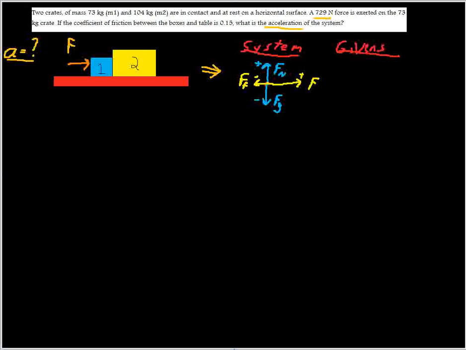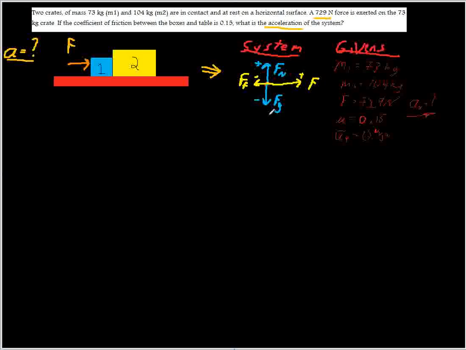I have, first of all, mass 1, which is 73 kilograms. I have mass 2, which is 104 kilograms. I have the force, which is 729 newtons. There's also a coefficient of friction, which is 0.15. And I believe that's about it. The only other thing that I'm going to say is that the acceleration vertically is going to be 0 meters per second squared. And the acceleration in the x direction is the thing that we're ultimately trying to find.